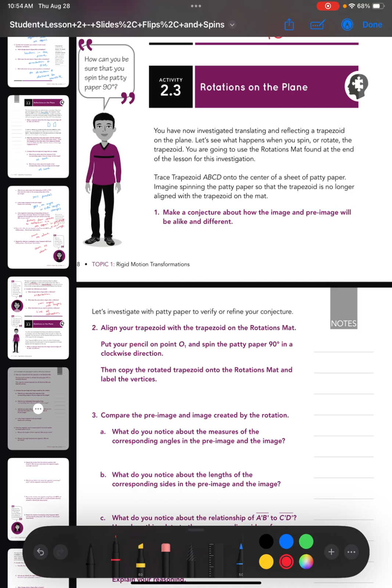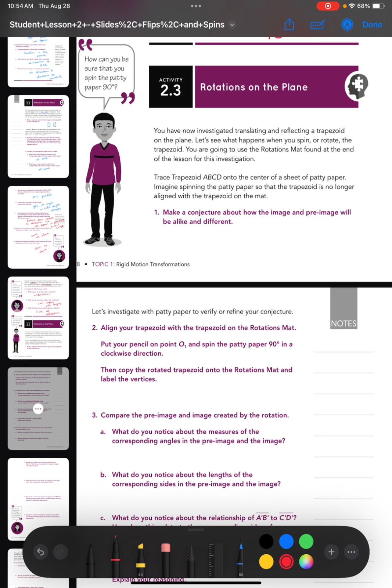All right. The next one we're going to get into, I think it's probably the most challenging one, is rotations. It says now you've investigated translating and reflecting a trapezoid on the plane. Let's see what happens when you spin or rotate the trapezoid. So we're going to use that rotations map at the end with your patty paper that you're manipulating.